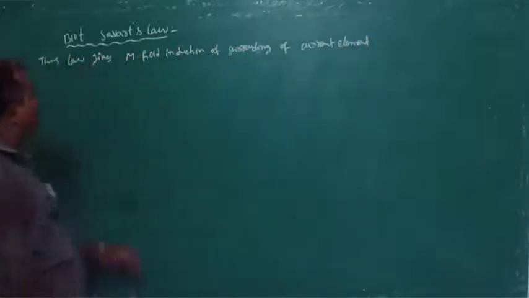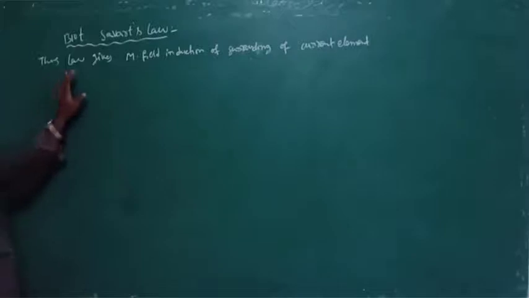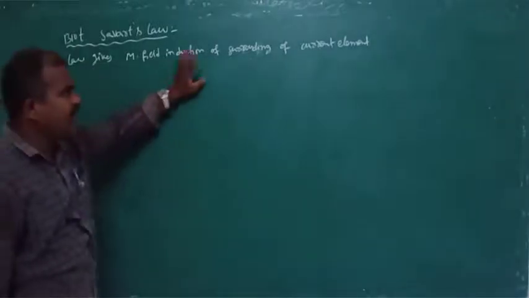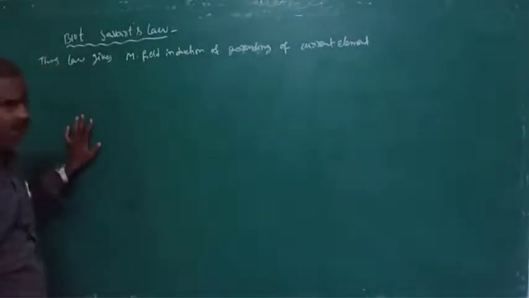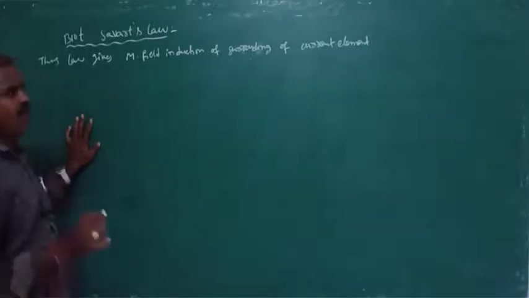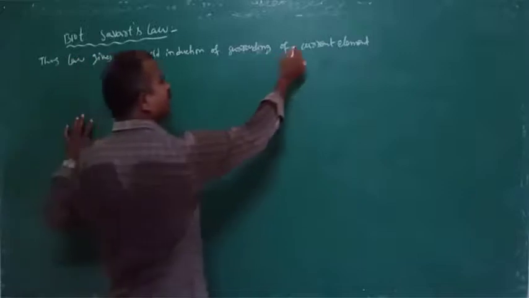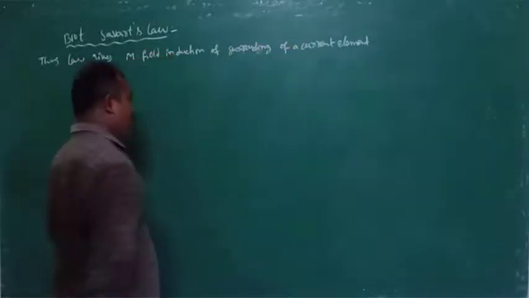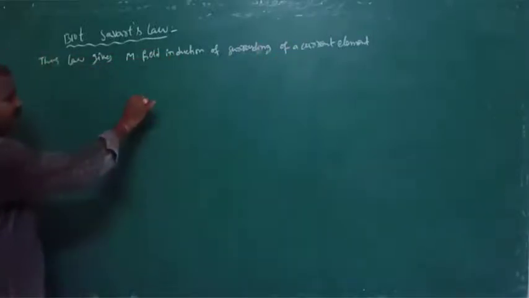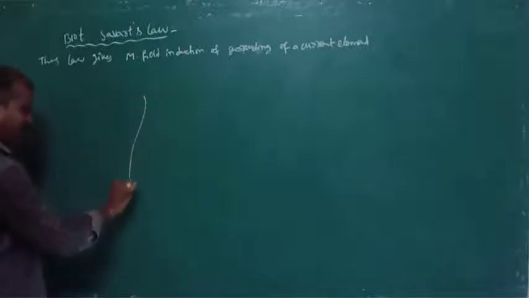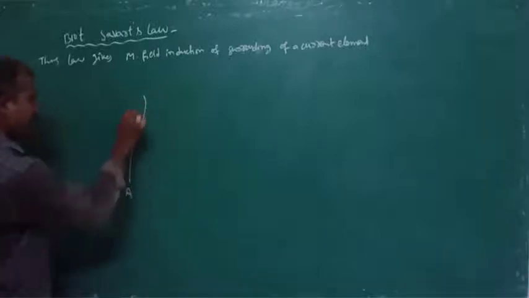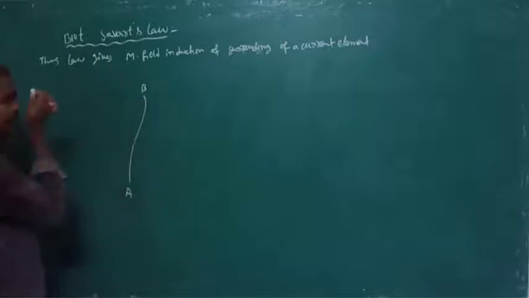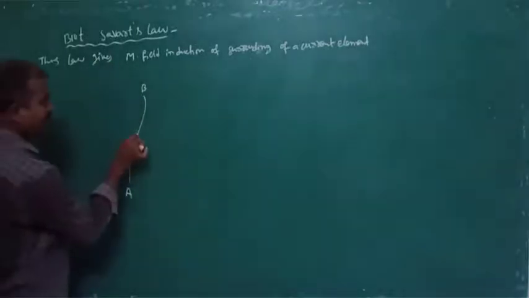This law, Biot-Savart's law, gives the magnetic field induction in the surroundings of a current element. Let us consider a current carrying wire of length AB. The direction of current is like this, I.